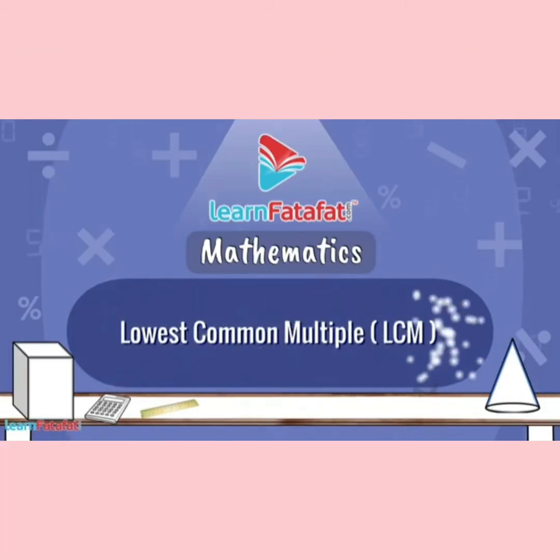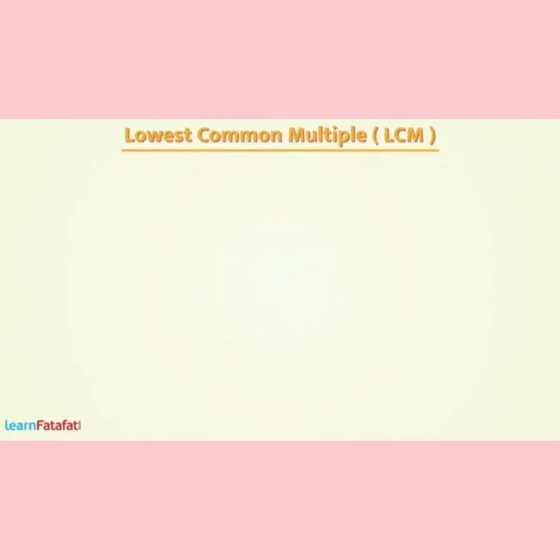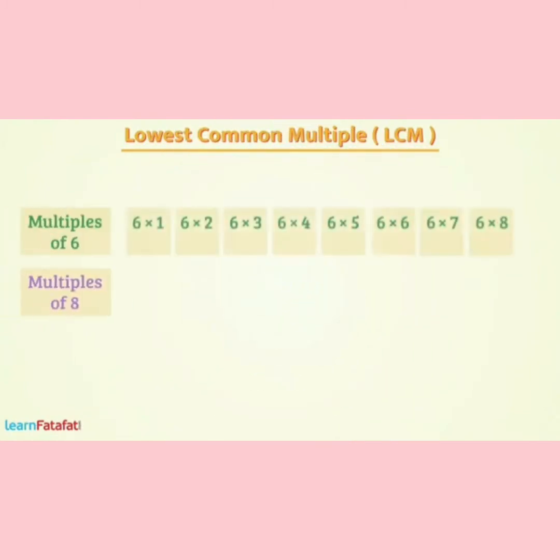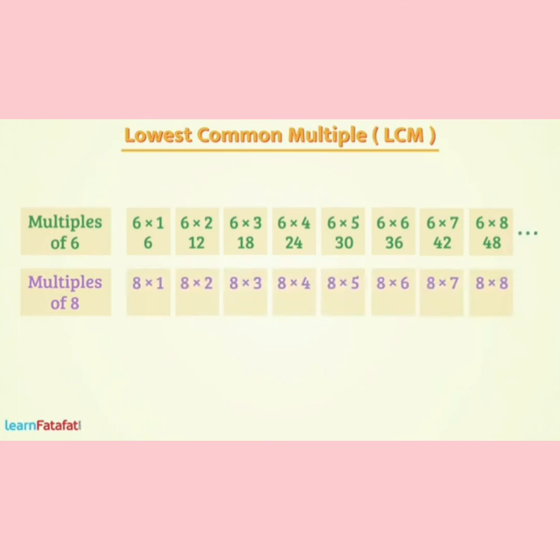Lowest common multiple. Let's find the multiples of 6 and 8. The multiples of 6 are 6, 12, 18, 24, 30, 36, 42, 48 and so on. And multiples of 8 are 8, 16, 24, 32, 40, 48, 56, 64 and so on. The multiples 24 and 48 are common to both numbers.